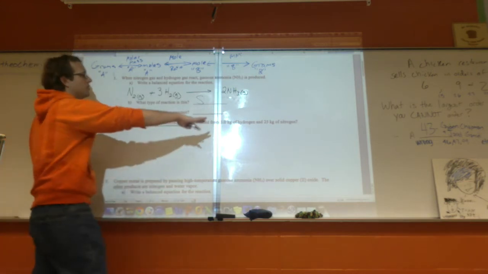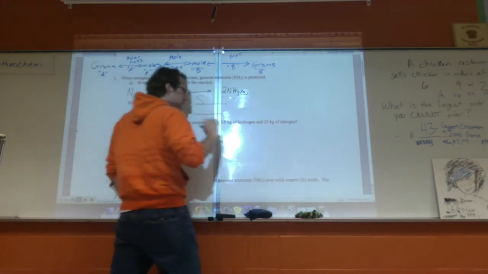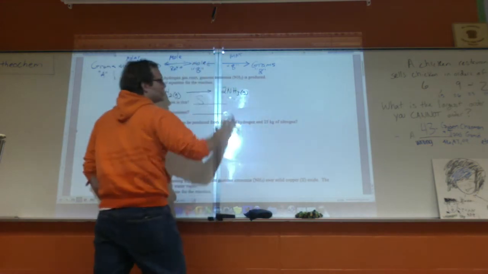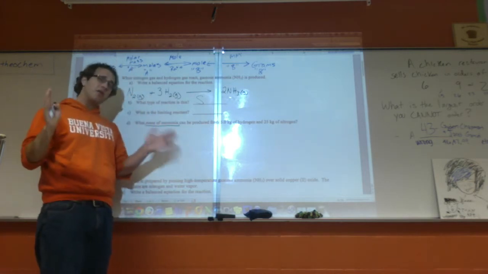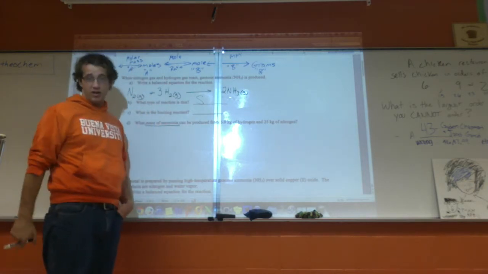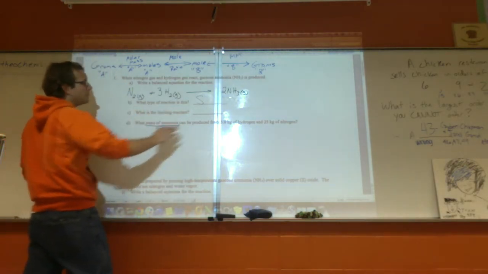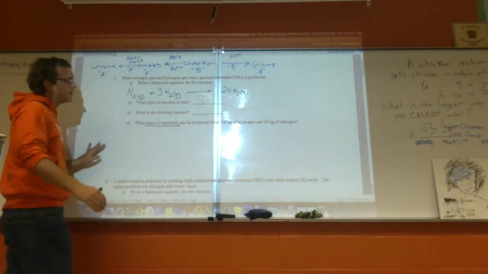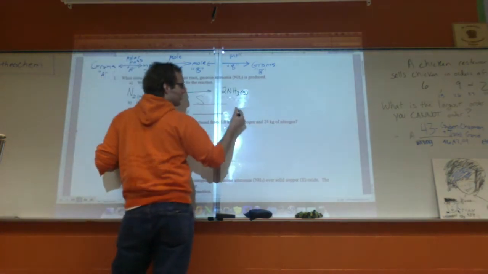If we take our 5.0 kilograms of hydrogen and find ammonia, and if we take our 25 kilograms of nitrogen and find ammonia, we will find the one that makes the least amount of ammonia gas, and that will be our limiting reactant. So we're actually going to run two separate stoichiometry problems, both of them to solve for the grams of ammonia. I would suggest, if it was me, let's start by getting out of kilograms.